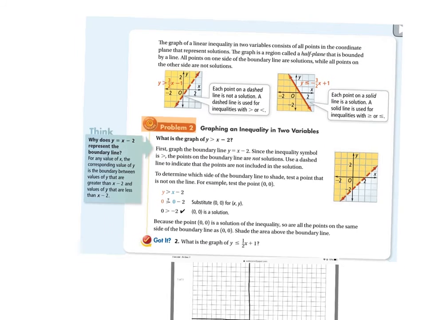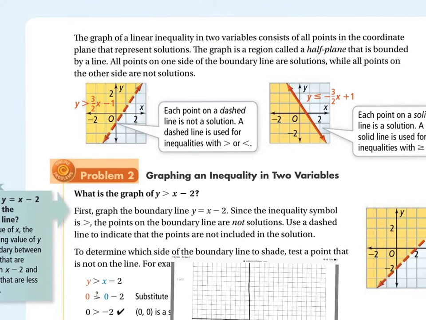Top of page 395 talks about graphing linear inequalities. It's all points in the coordinate plane that represent solutions, and that's called a half plane. So the plane is like everything. A half plane is when we shade on one side or the other of our line. And that's what you can call a boundary line.